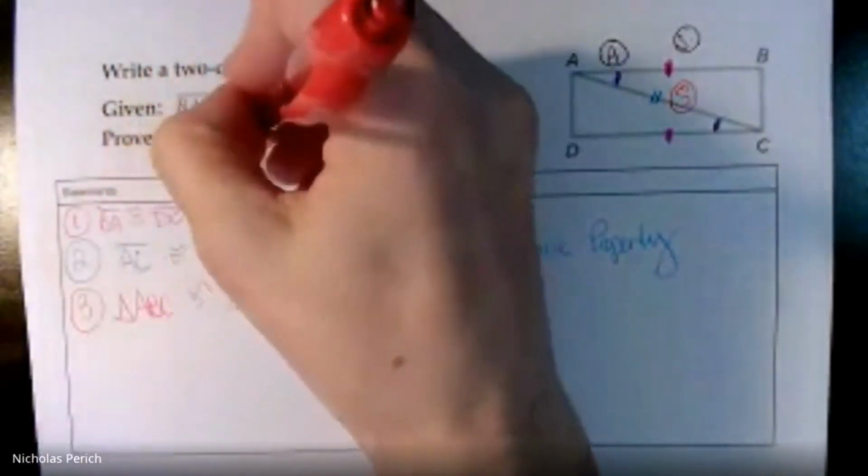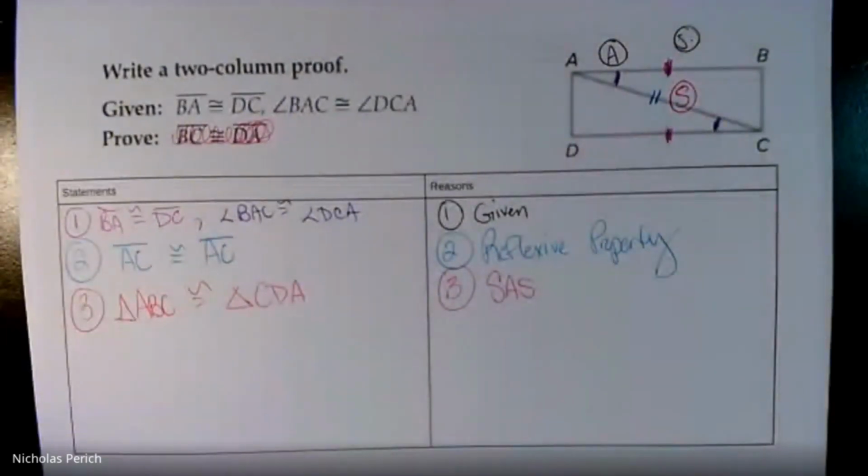I know it says prove here that two sides are the same, but we're not going to do that. We're just going to stop at the fact that we're proving two triangles are the same. So we're going to stop right there. That's proof number 1 of 5 proofs.